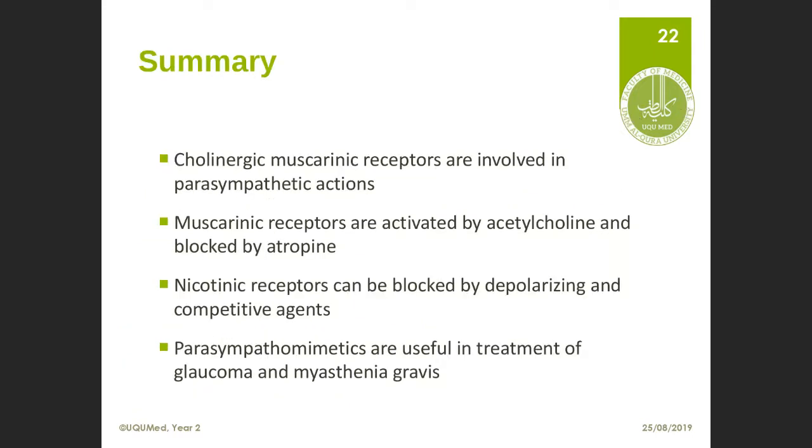In summary, we have discussed today that cholinergic muscarinic receptors are involved in parasympathetic actions. Muscarinic receptors are activated by acetylcholine and blocked by atropine. Nicotinic receptors can be blocked by depolarizing and competitive agents. And parasympathomimetics are useful in the treatment of glaucoma and myasthenia gravis.